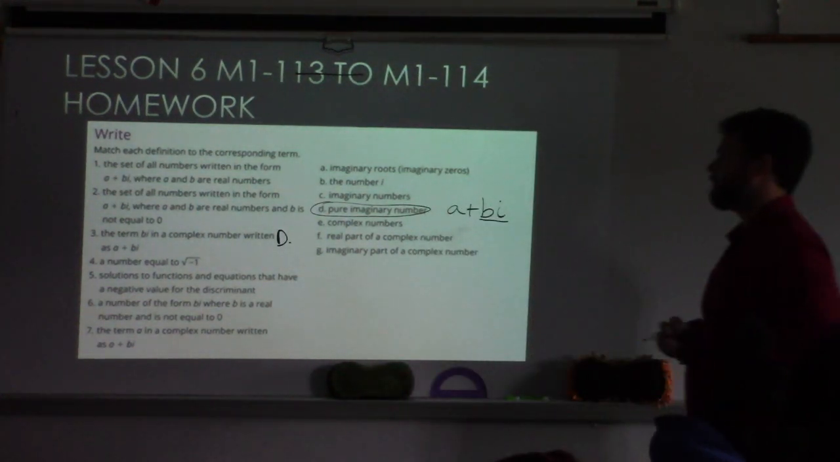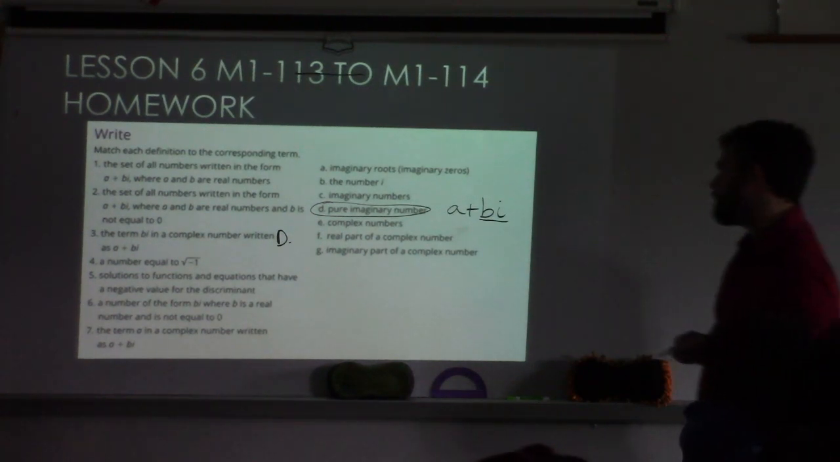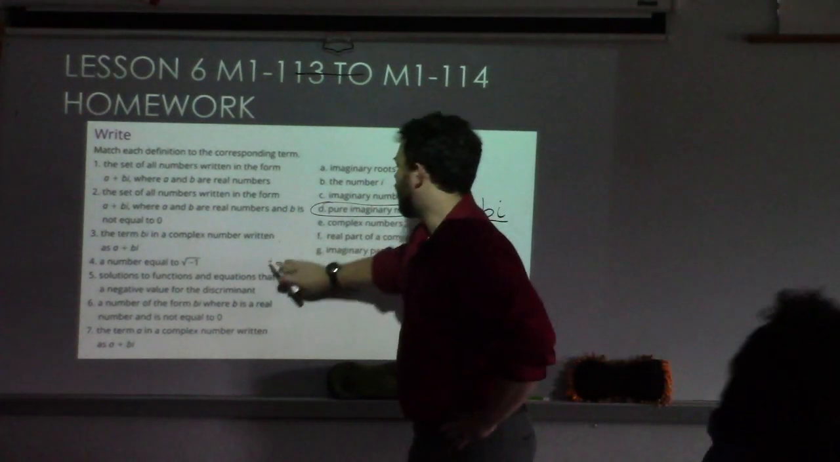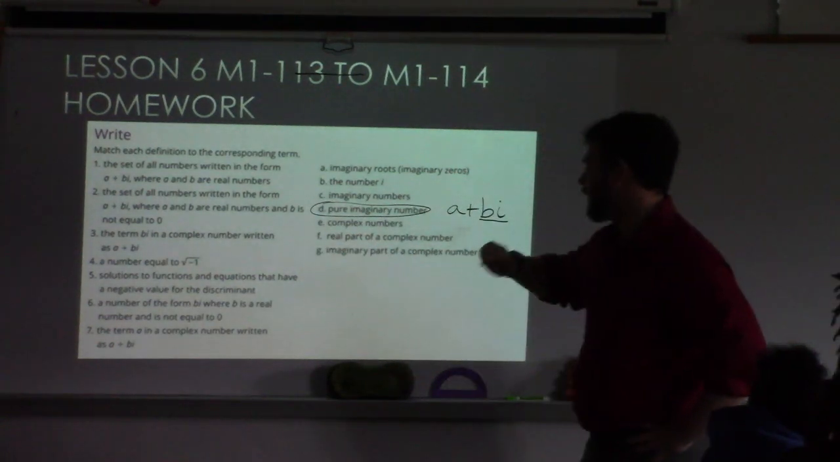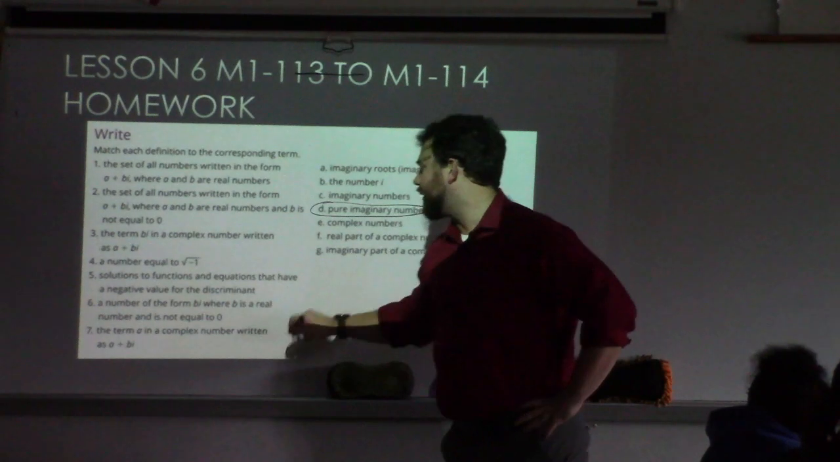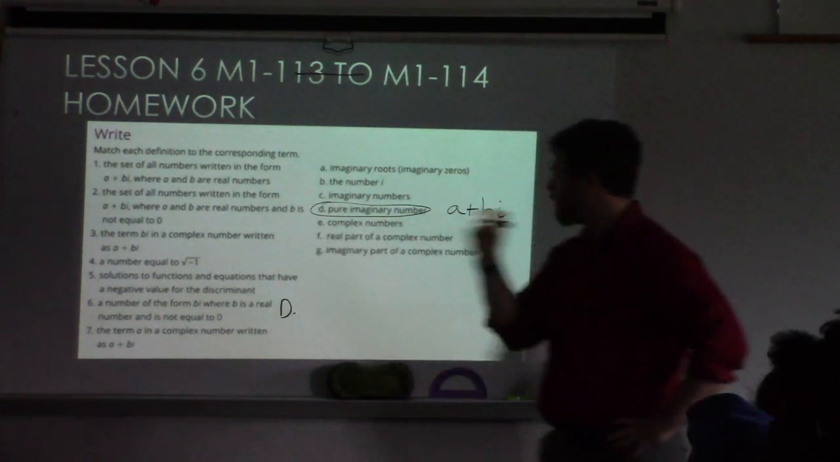Hold on a second, I lied. So there's somewhere else that we have bi. Look again. 7. The complex number of the form bi, so that's the pure imaginary number. What's the difference between 7 and 3?